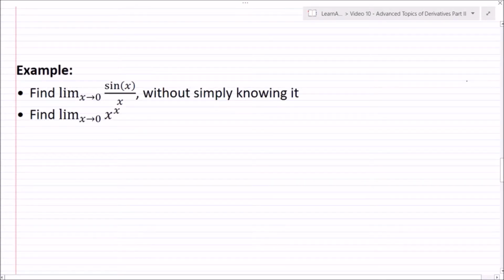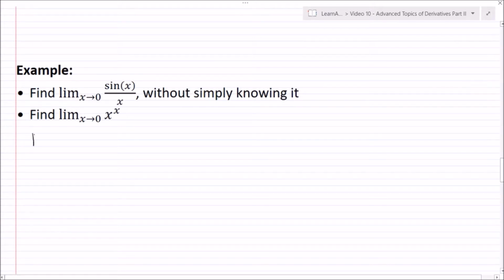Alright, so let's do two quick example problems. So find the limit as x goes to 0 of sine of x over x without just knowing it. So use L'Hopital's Rule to actually find it. And then find the limit as x goes to 0 of x to the x. So pause your video, unpause when you think you found the solution.